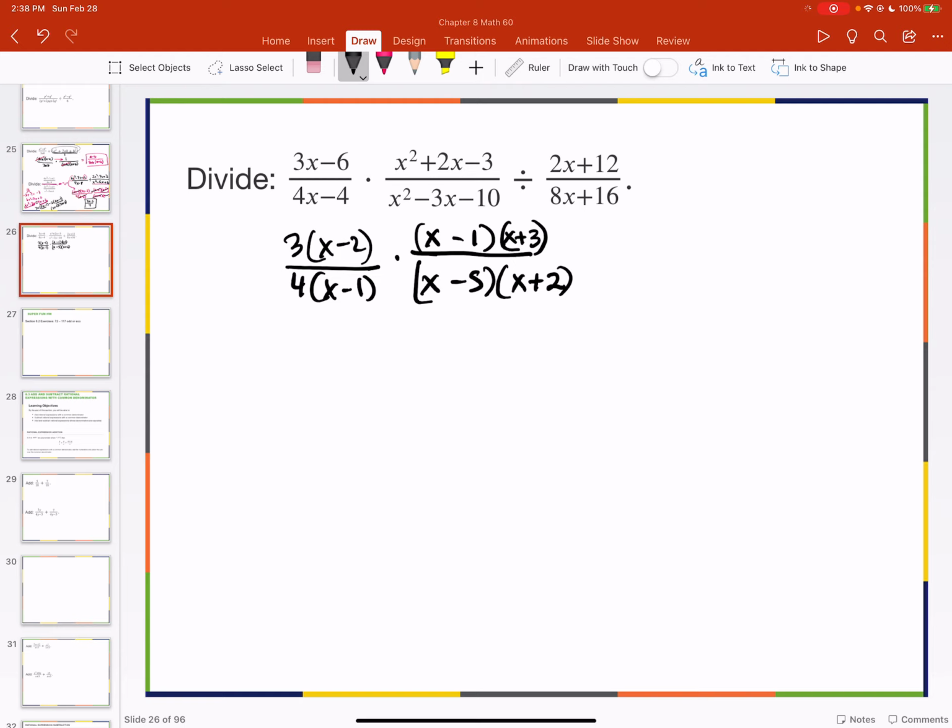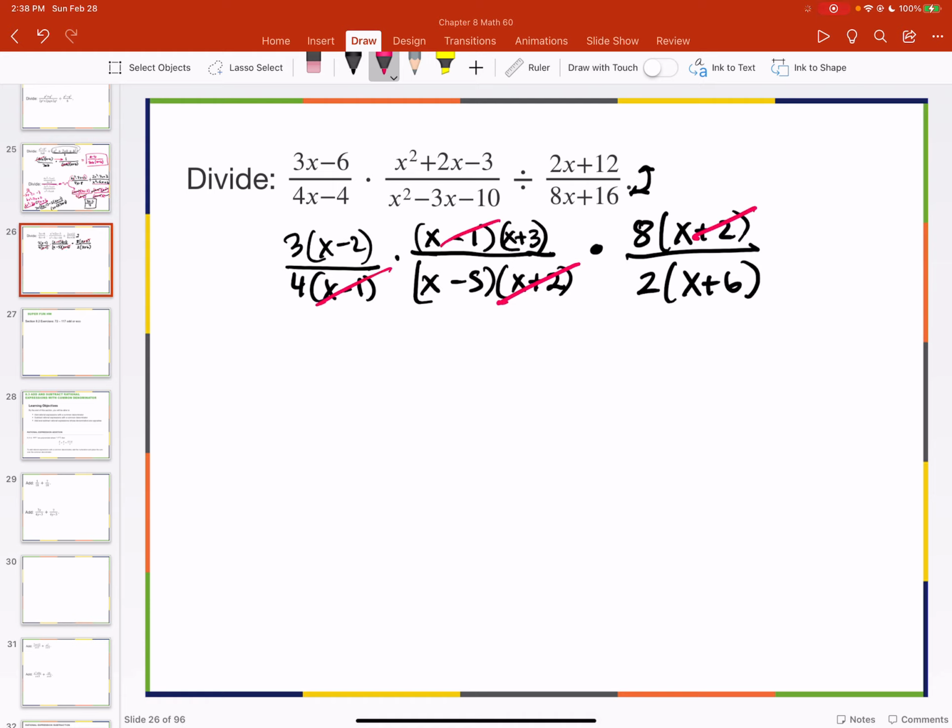Okay. And then here times, and you flip. You flip to the reciprocal, right? So factoring out an 8, you get x plus 2 on the top now. And then factoring out a 2, you get an x plus 6. Okay. Now let's look and see what we can cancel out. All right, these x plus 2's can go. These x minus 1's can go.